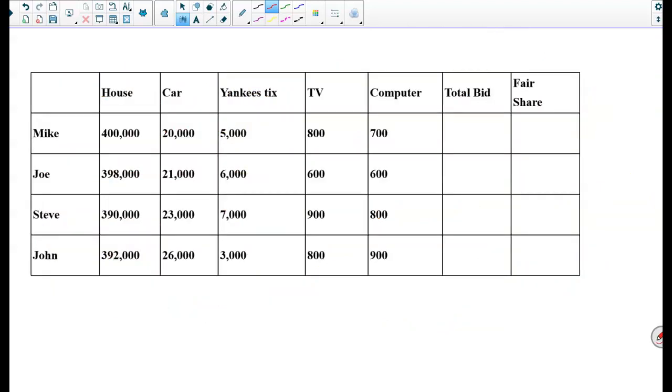All right, my total bids: $426,500 for Mike. Next one for Joe, 426,200. For Steve, 421,700. And for John, 422,700. Then you divide everything by 4.